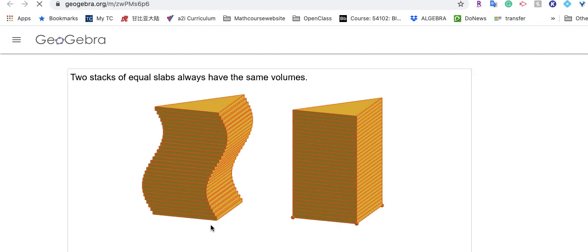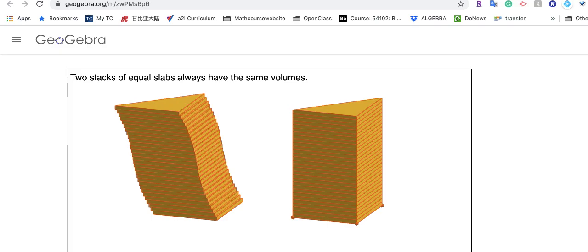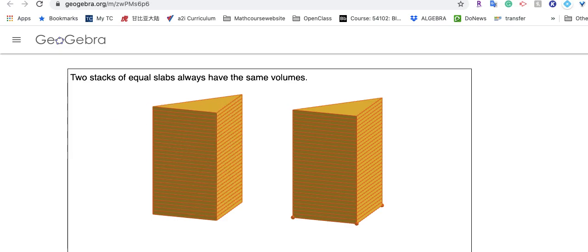Another example here. This example is a triangular prism. The top is a triangle, and the bottom is a triangle. For the regular one, we know base area times height gives the volume. But if you place the books in a different way, same idea, they have exactly the same volume. This is exactly why.